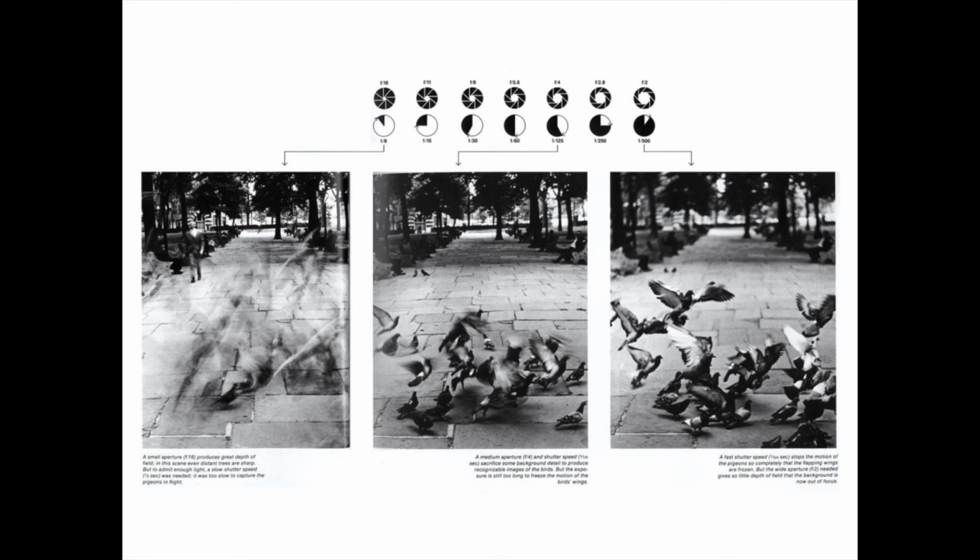Up at the very top, you'll see a row of apertures, and below that, a row of shutter speeds. On the left side, you have a small aperture, which means more of the scene is in focus. So the paving stones in the very front of the frame and the trees all the way in the back are in focus, and you have a slower shutter speed to compensate for that small aperture. Because the shutter speed is so slow, the pigeons are able to move a lot in the time that the shutter is open. On the right side, you have a large aperture which lets in lots of light, which means you can use a faster shutter speed. And that's how you get the pigeons frozen.